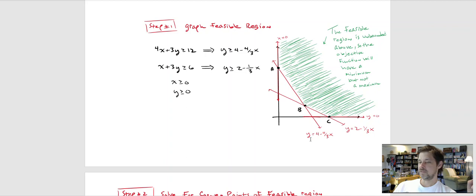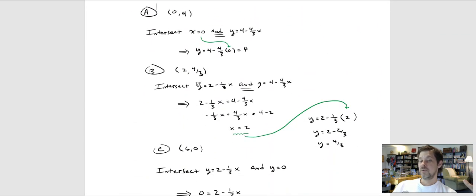Point B is the intersection of y is 4 minus 4/3 x and y is 2 minus 1/3 x. The way I find the intersection of this line and this one, in this case, is I can set them equal to each other. In the first one, I was told that x is equal to 0, so I plugged that into the other one. But here I don't have that, so I can set the equations equal to each other and solve. That will tell me their intersection.